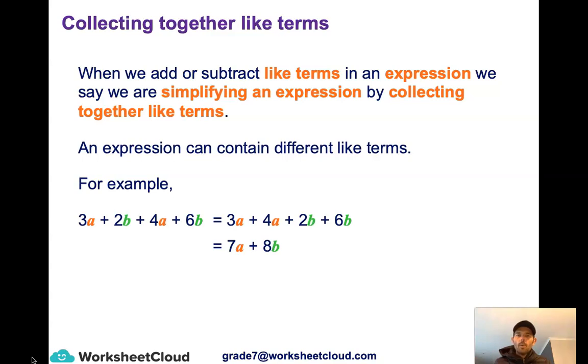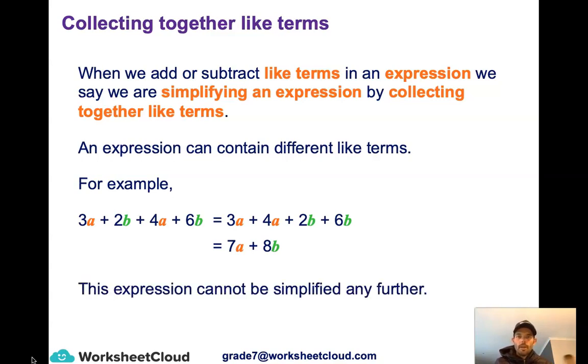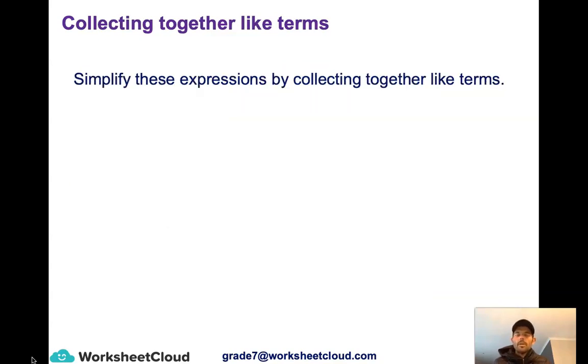So 3a plus 4a, 3 plus 4 is 7a, 3 groups of a plus 4 groups of a is 7 groups of a, and then 2b plus 6b is 8b, 2 groups of b plus 6 groups of b gives you 8 groups of b. Okay, so 7a plus 8b is going to be the most simplified version of that expression that you can make. You cannot go any further than 7a plus 8b. Okay, so here are some expressions that you can simplify by collecting like terms. So I'm going to put them on the screen.